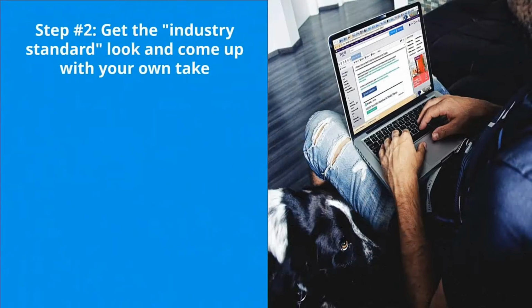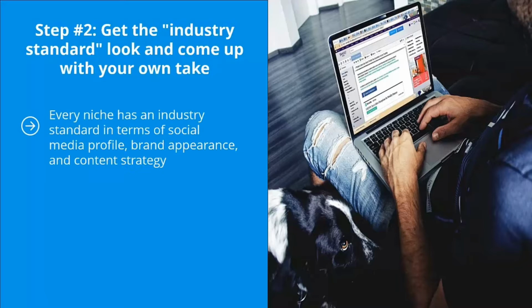Step number 2, get the industry standard look and come up with your own take. Every niche has an industry standard in terms of social media profile, brand appearance, and content strategy. The sooner you understand this, the sooner you will be poised to achieve social media marketing success on Facebook. The longer it takes you to learn this, the longer you will struggle.